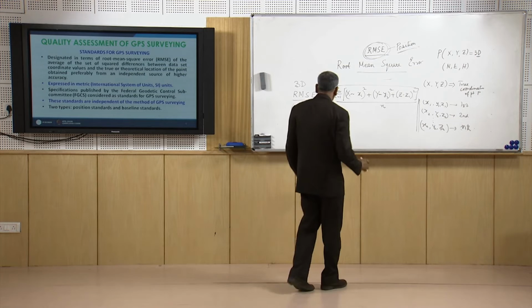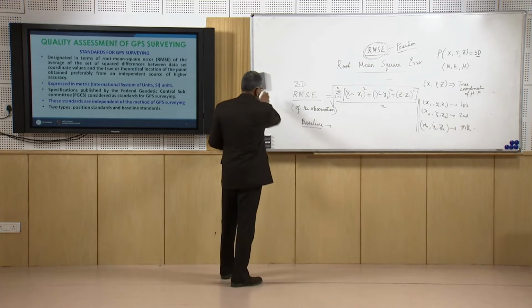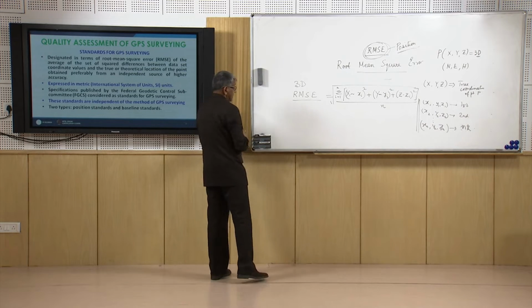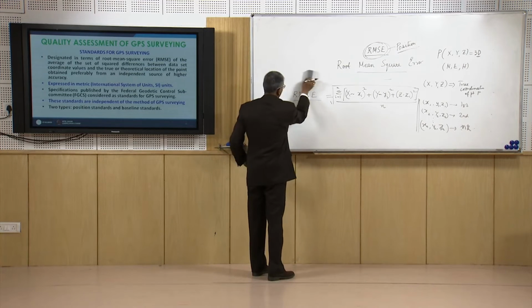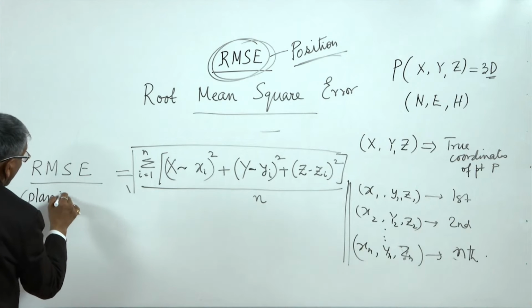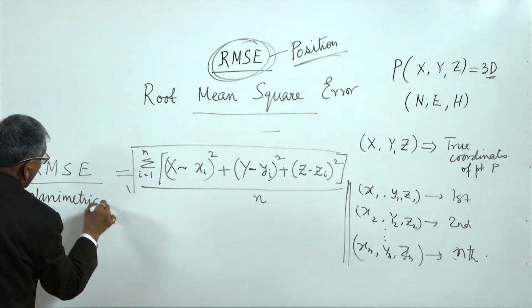Now, suppose I want to find out the root mean square error with respect to planimetric position.